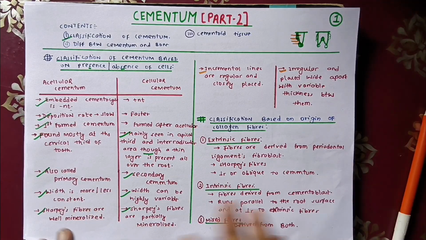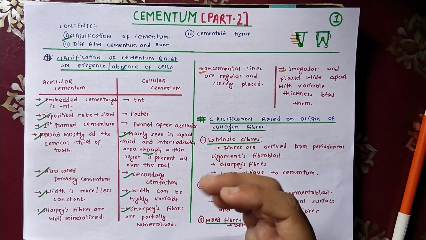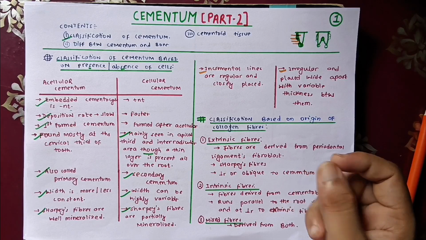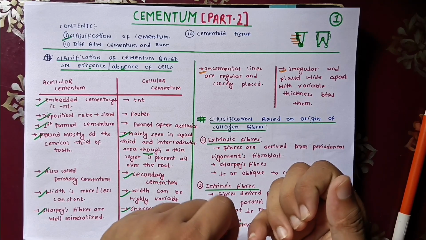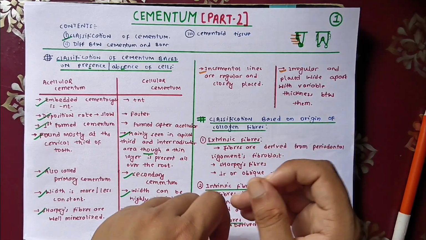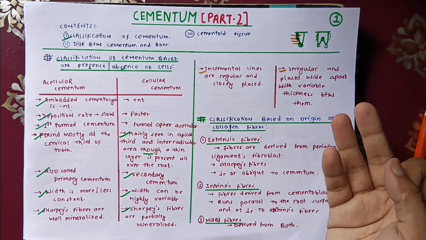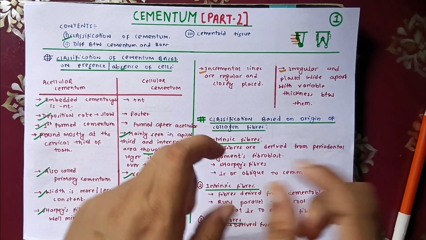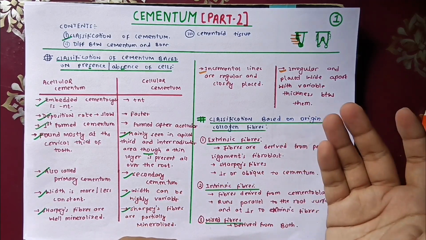I will recite all the points once again, so just listen to me. Acellular cementum is cementum that doesn't contain cells, and cellular cementum contains cells, meaning cementocytes. As there are no cells in acellular cementum, the deposition rate is slow there, and it is faster in cellular cementum. Acellular cementum is the primary cementum, the first formed cementum. Cellular cementum is the secondary cementum, the later formed cementum.